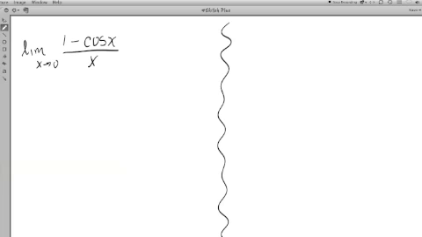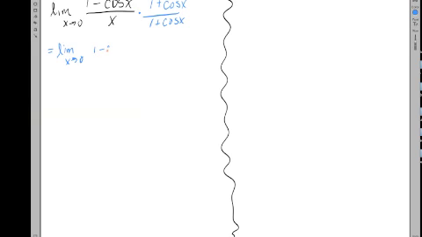The first thing we're going to do is multiply both the numerator and the denominator by 1 plus cosine of x. That will give us the limit as x approaches 0 of 1 minus cosine squared of x over, that's the difference of squares, x times (1 plus cosine of x).